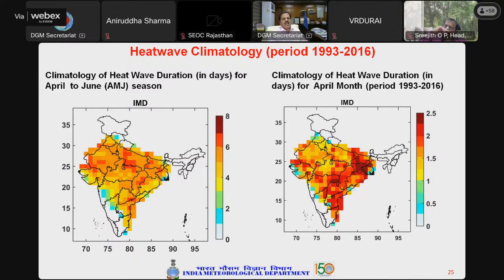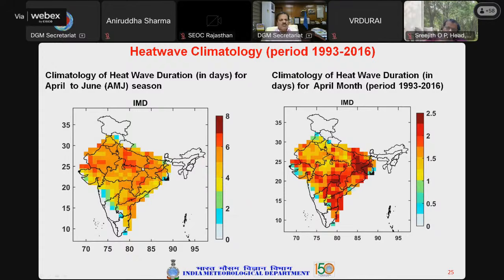Now, if you look at the climatology in the month of April, on the right-hand side diagram you can see that the eastern part experiences more heat wave conditions. So the forecast for the month of April is almost similar to climatology, but it will increase in number. And April, May, June, if I consider, then it becomes higher in northern parts of the country, like Rajasthan, and then Haryana, Chandigarh, Delhi, Uttar Pradesh, Bihar, Jharkhand, etc. So this is the climatological pattern.